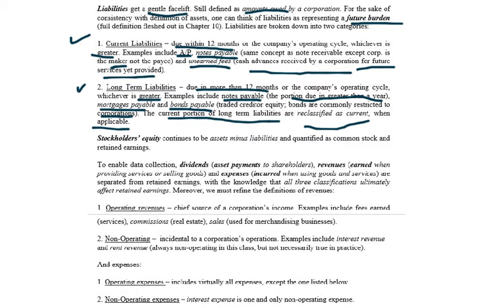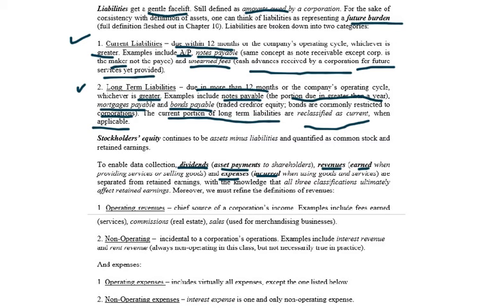The last category here, stockholders' equity, is going to get a very minor revision. Not much going on here. Mostly what we're doing is coming up with separate categories to enable data collection. So this is more or less a review of some things we've already discussed. Again, to enable data collection, you want to think of dividends. Again, that's asset payments to shareholders. Revenues, again, we record these when they're earned, meaning we provided services or sold goods. And expenses, which will be incurred when using goods and services.